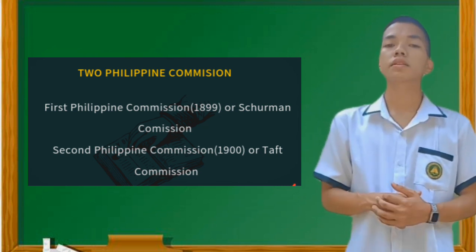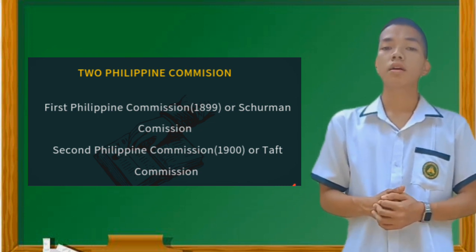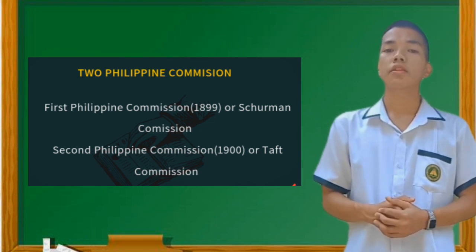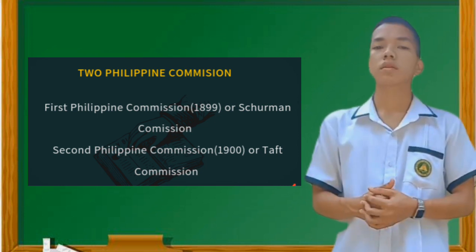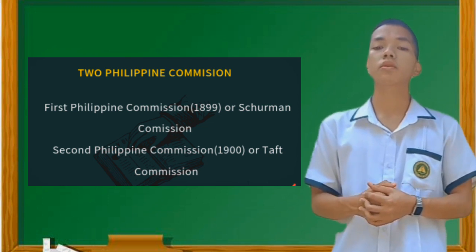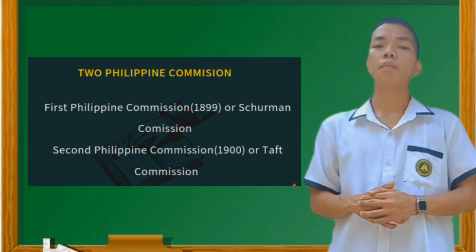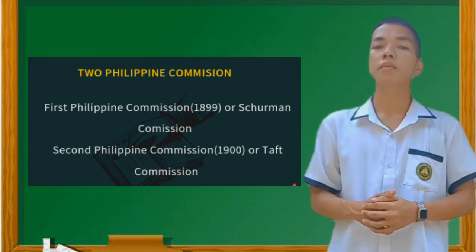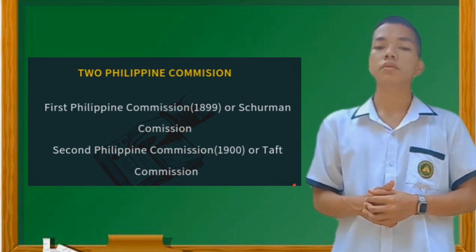Pinakauna na dyan is the Sherman Commission. Ipinatupad niya ito noong taong 1899 for it to provide information and recommendations on how to assist the Philippines, kung paano sila makapag-proceed after the sovereignty noong December 10, 1898. Ang pangalawa naman na ipinatupad ni William McKinley noong 1900s is the Taft Commission.